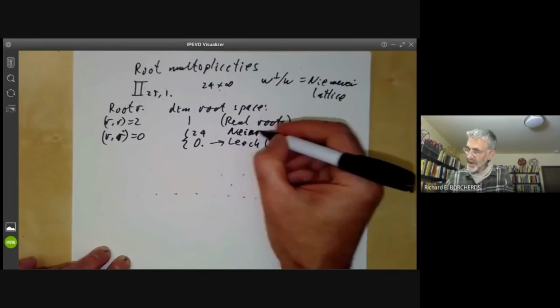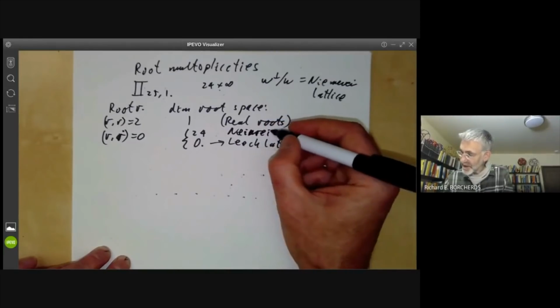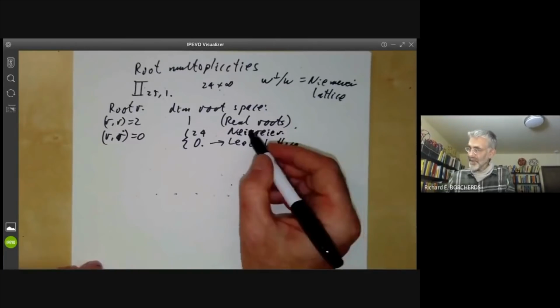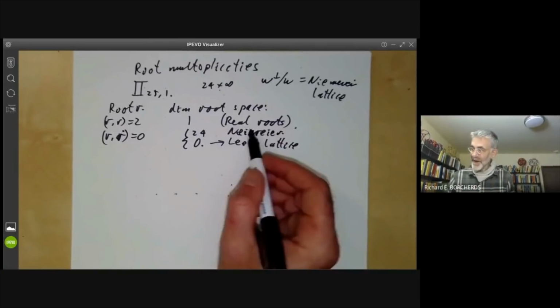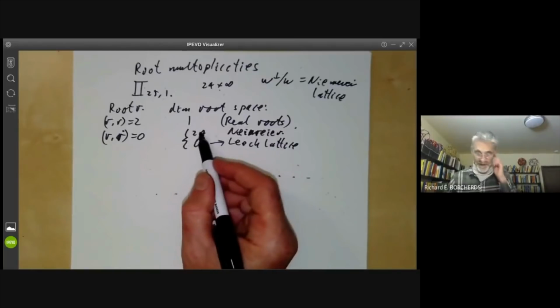I can't spell Niemeier. It's got too many I's and E's in it. So the 23 Niemeier lattices give you 23 times infinity orbits of norm 0 vectors with multiplicity 24. So that was easy.